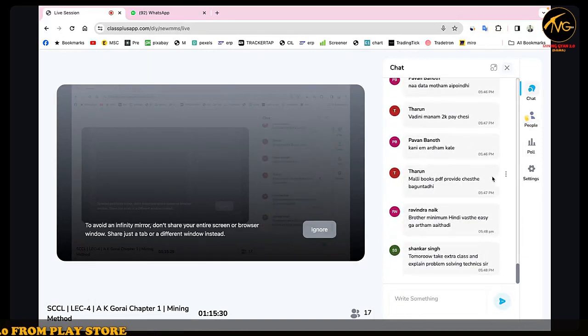Tomorrow take extra class and explain the problem solving technique sir. Okay okay Shankar ji, I will show you some technique to solve the questions. Brother, minimum Hindi wastage easy. Mali books PDF provided just.